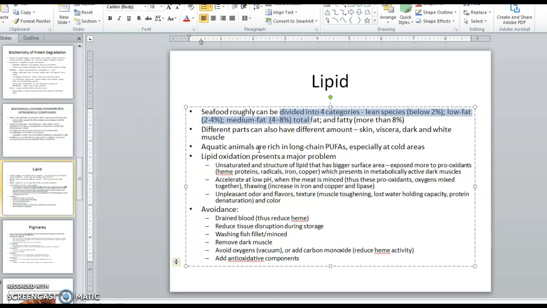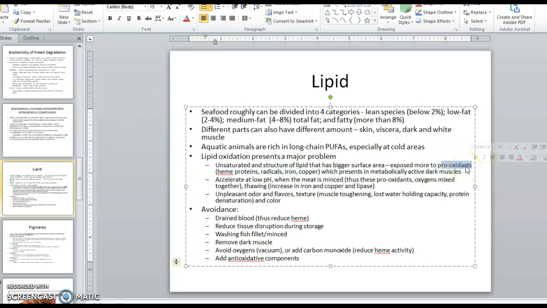Aquatic animals are rich in long-chain polyunsaturated fatty acids, especially in cold areas, probably because of their diet, or they need to protect themselves from the temperature and so on, I don't know. However, because of the presence of a lot of long-chain PUFAs, this presents the oxidation problem, meaning that the lipid can easily oxidize. Unsaturated lipid structures that have bigger surface area are easily exposed to pro-oxidants.